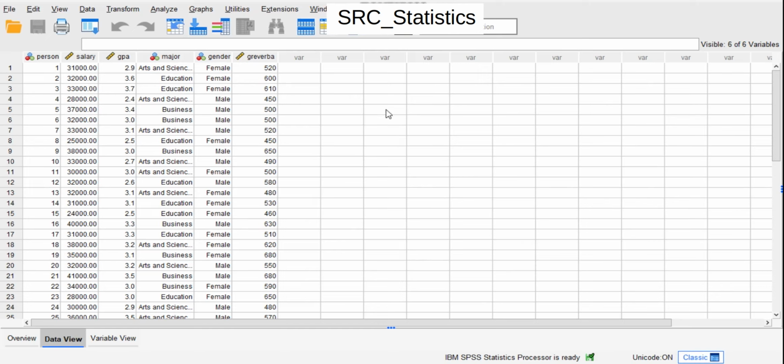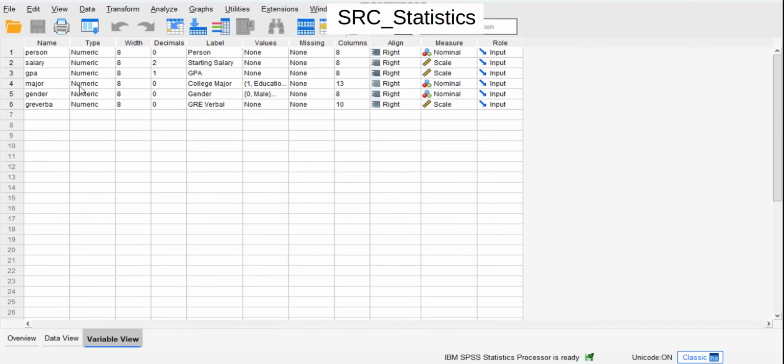So the null hypothesis for this is H naught: mu1 equal to mu2 equal to mu3. There are a few assumptions for one-way ANOVA. First, since starting salary is dependent on the factor major, the starting salary is the dependent variable, and the dependent variable should be a continuous variable, that is ratio or interval scale, and in SPSS we know that the ratio or interval scale is given by the measure scale.